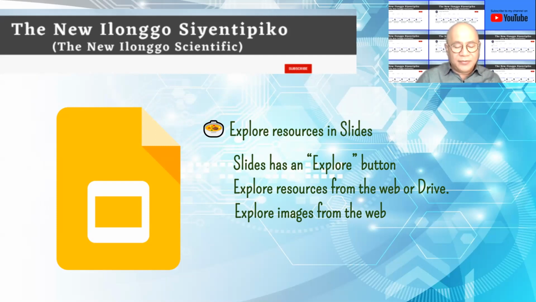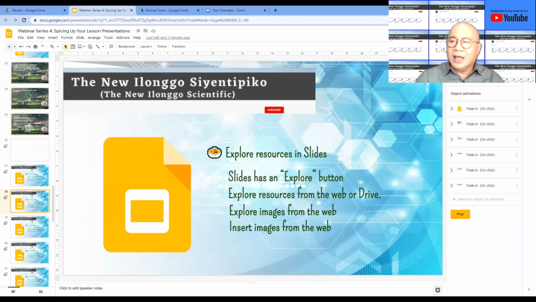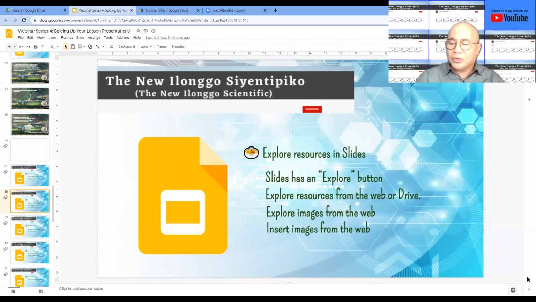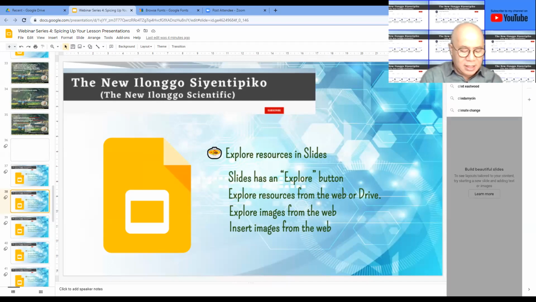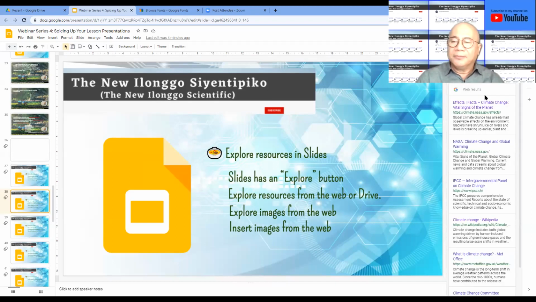And you can also explore files and documents from your Google Drive. So we can find the Explore button at the bottom right of a presentation. If I hover on it, it pops up and says Explore. If I click on Explore, you can find a search box in here. And if I type a topic like climate change, it opens up web pages that talk about climate change.